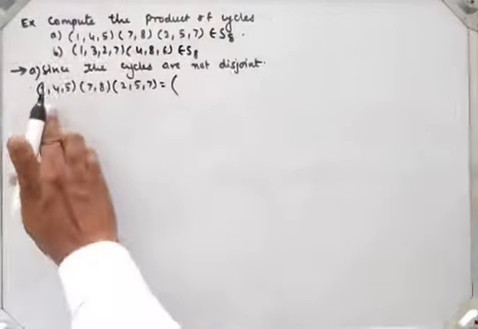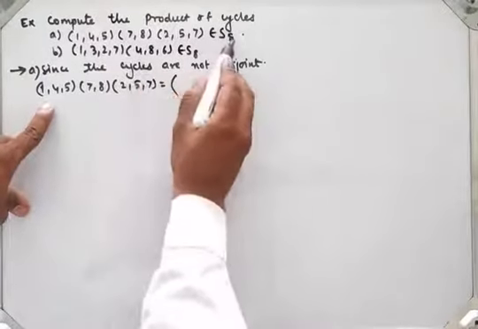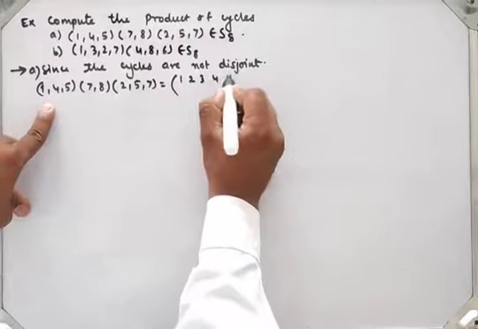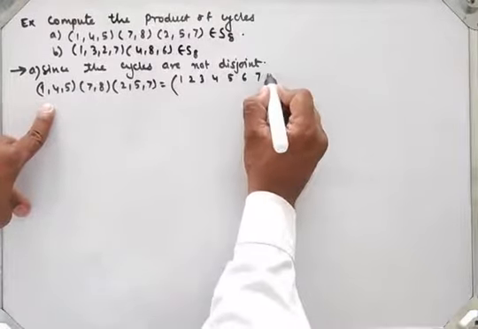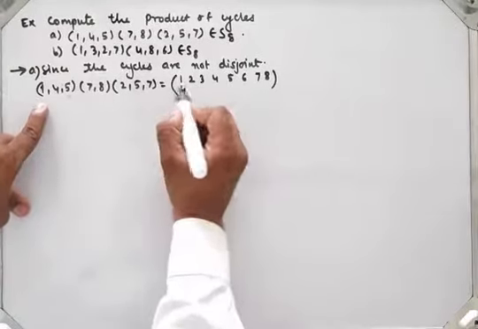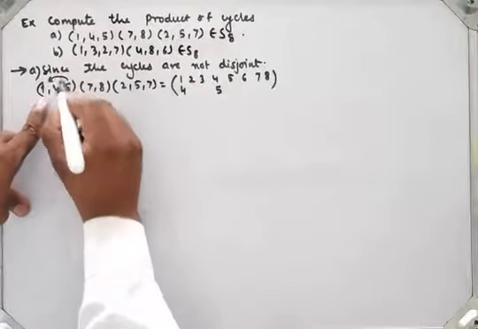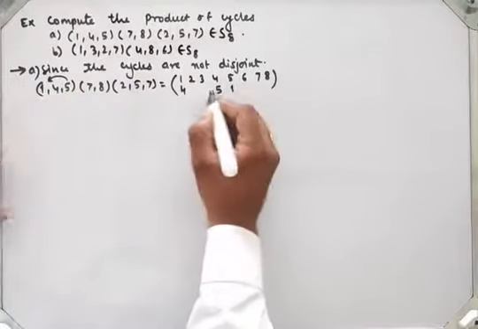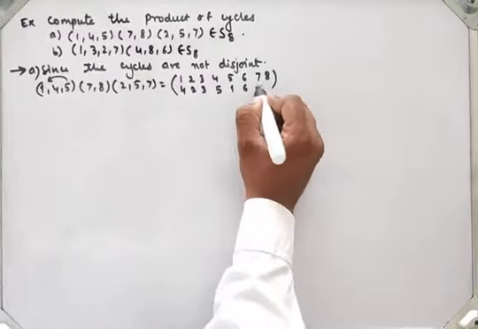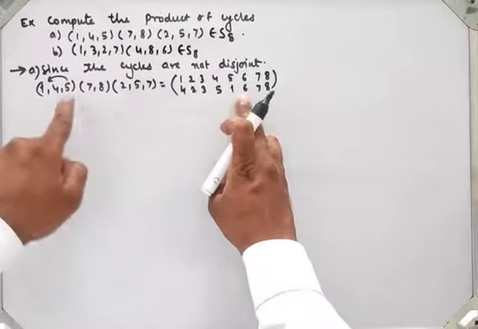So first convert each cycle into a permutation. There are a total of 8 elements, 1, 2, 3, 4, 5, 6, 7, 8. For the first cycle, 1 goes to 4, 4 goes to 5, 5 goes to 1. Other elements are as they are: 2 goes to 2, 3 goes to 3, 6 goes to 6, 7 goes to 7, 8 goes to 8. So this is the permutation for the first cycle.